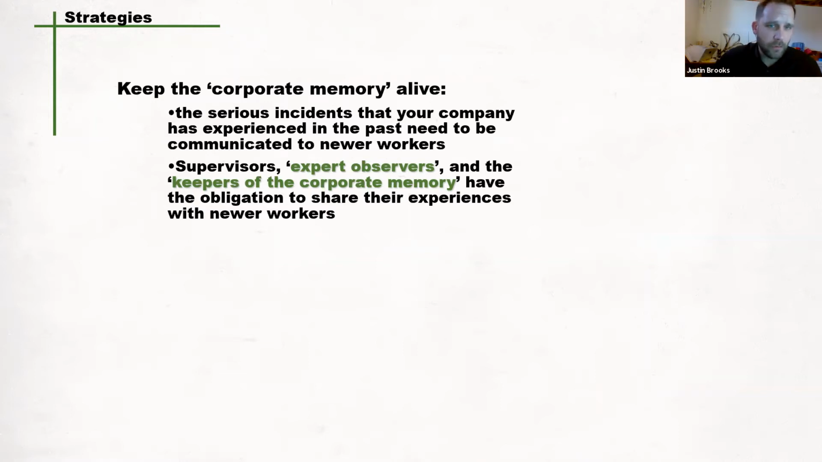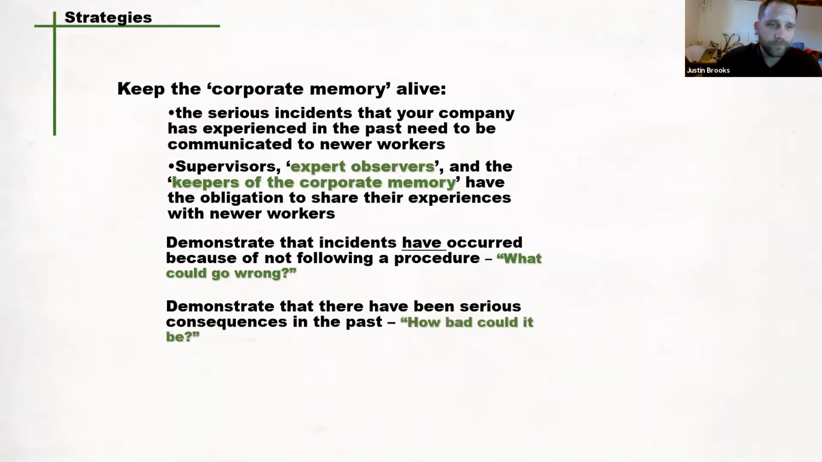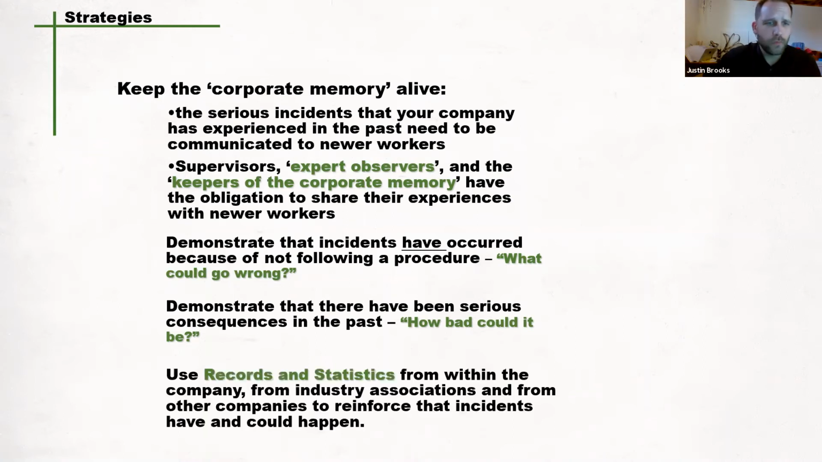Supervisors or expert observers and the keepers of corporate memory have the obligation to share their experiences with newer workers. Demonstrate that incidents have occurred because of not following a procedure. Again, that's what could go wrong. Demonstrate there have been serious consequences in the past. That's the how bad could it be. Use records and statistics from within the company, from industry associations, and from other companies to reinforce that incidents have and could happen.